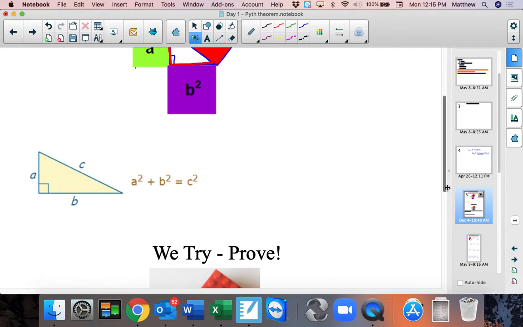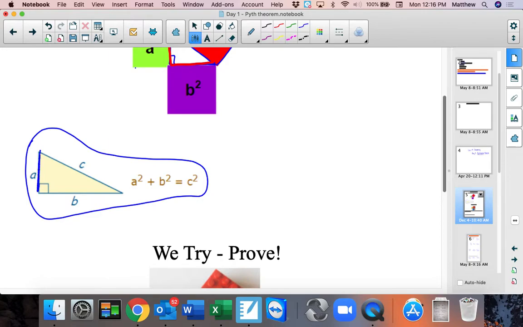This formula right here is the Pythagorean theorem. A squared, so a side squared, plus this side squared, b squared, equals this side squared, c squared. This side is called the hypotenuse. There is only one hypotenuse in a right triangle, and it is always opposite the right angle.